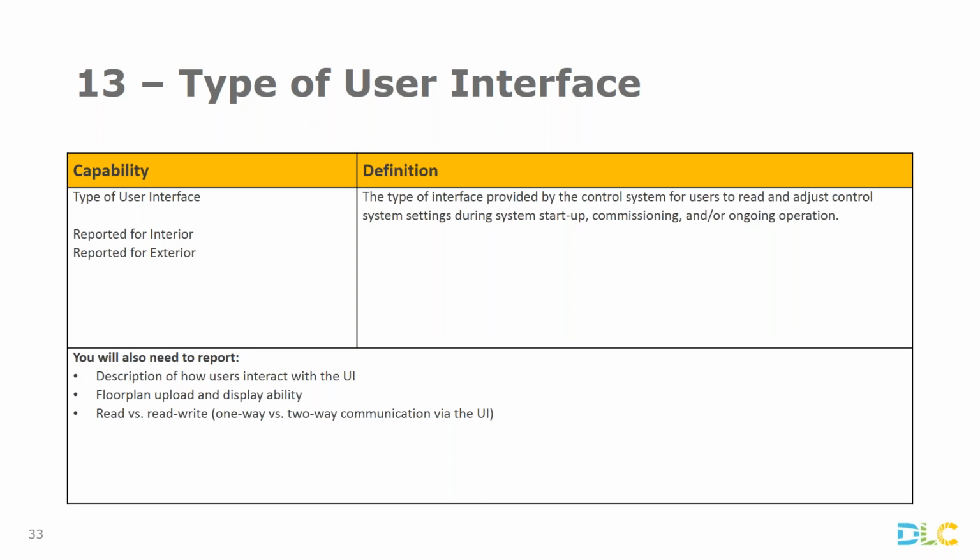Similarly, we're asking for information with the type of user interface. This has not really changed too much from last year, but just descriptions of how users use it. What does the interface look like? Is there the ability to upload and display a floor plan? That spatial information is important to people, and they like to know if it's there, because that makes a lot of other things easier for them from a commissioning and operations perspective.